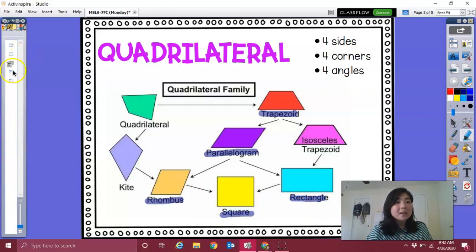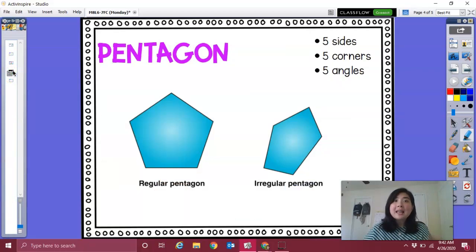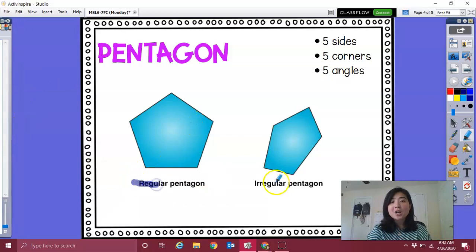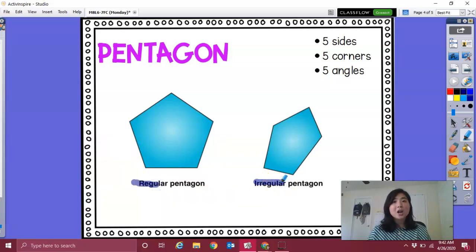The next polygon that I would like to talk about is a pentagon. A pentagon has the following attributes or characteristics. They have 5 sides, 5 corners, and 5 angles. And a few weeks ago, Miss Parker talked about regular pentagons and irregular pentagons, and she said that even though they look very, very different, they are both pentagons because they have 5 sides, 5 corners, and 5 angles.